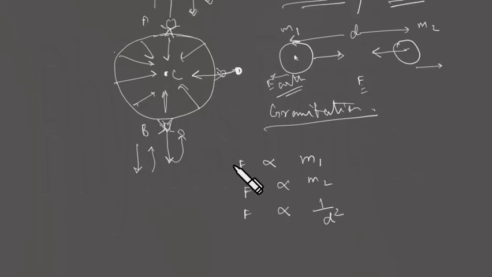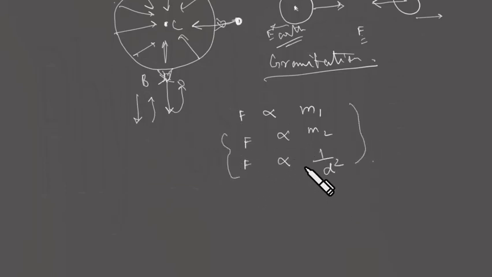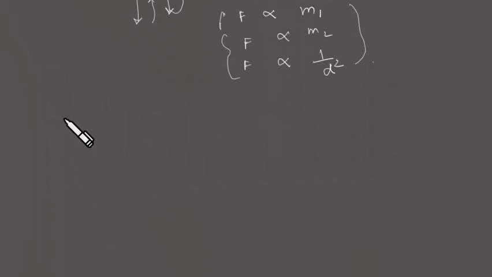Alright, so these three things were put together by Sir Isaac Newton, and they are termed the universal laws of gravitation. Okay, universal laws of gravitation.